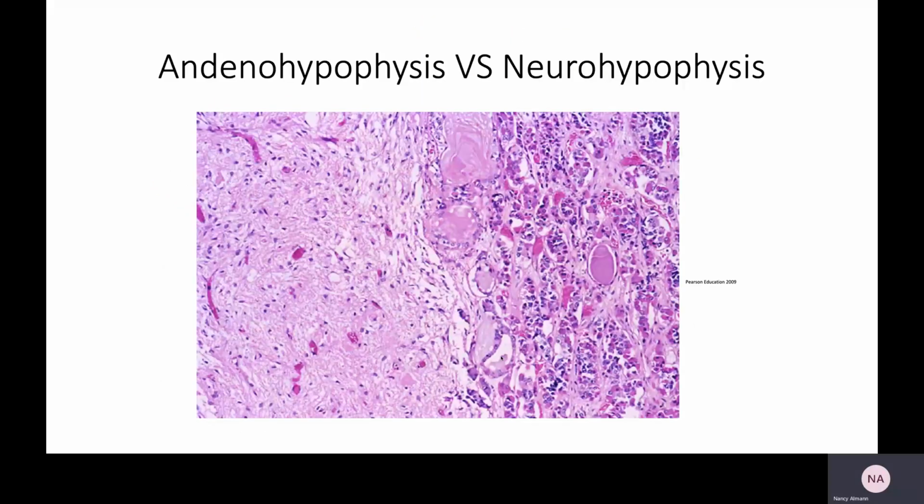Here we go. I want you to tell me which side is the adenohypophysis, anterior pituitary, and which side is the neurohypophysis, posterior pituitary. Which one looks stringier and which one looks more glandular or cellular? Can you tell? If you cannot, someone ask me about this in class and we'll go over it.